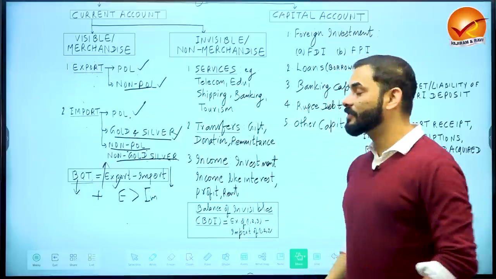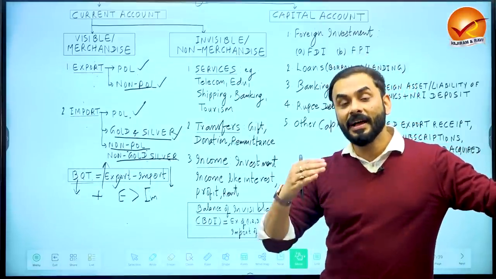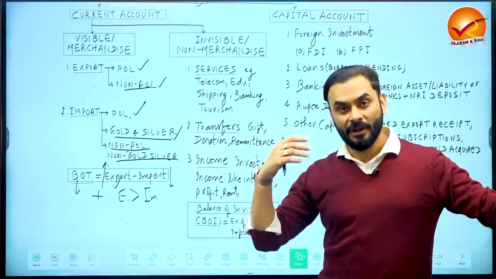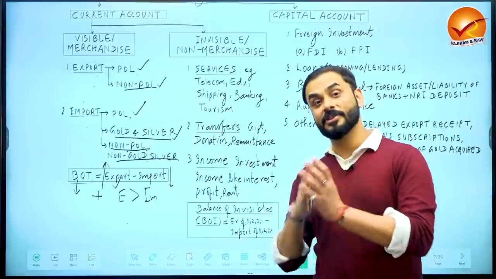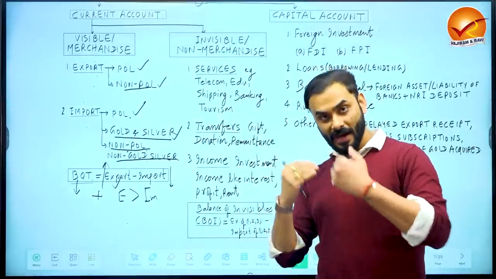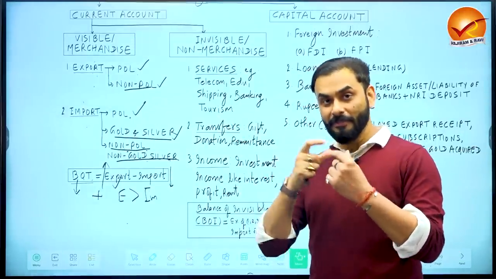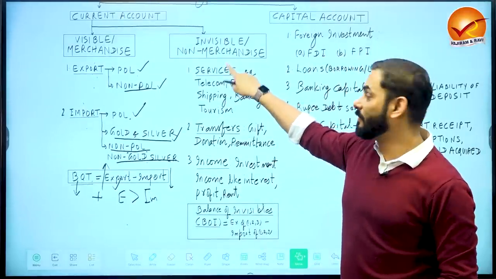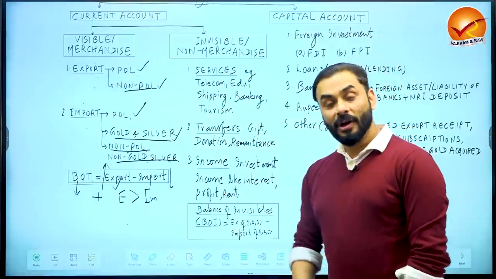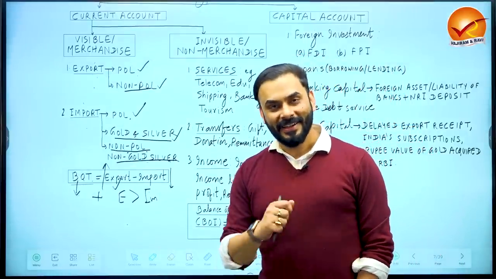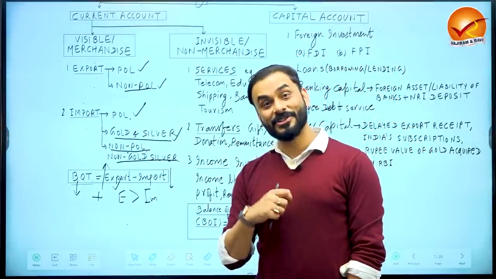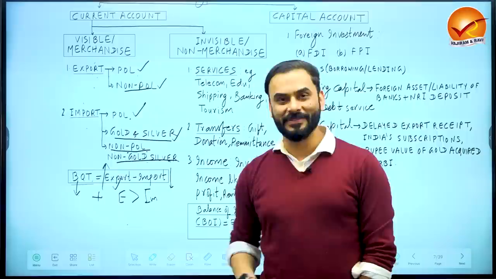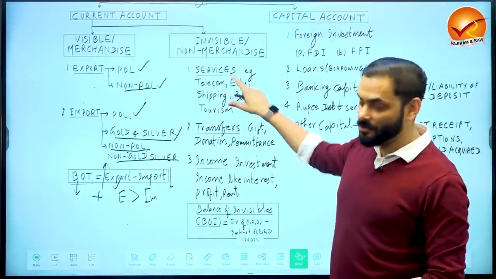What do you mean by services? So for example, India can sell telecom services, educational services, financial services to other countries. Similarly, India can buy these services also. So whenever we buy and sell these services, it comes under this category called invisible. So what does India ideally want? Does India ideally want to buy services or sell more services? Sell more services, which means we want to export more services.